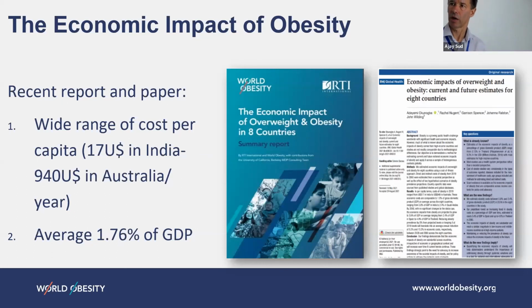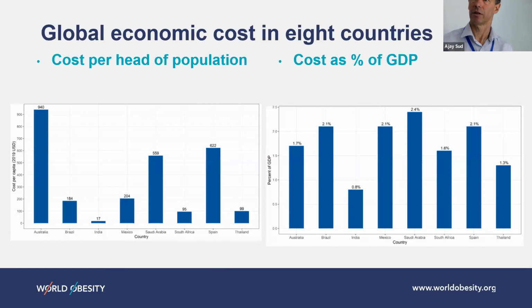As part of the work that I've been involved in in my role with the World Obesity Federation, we published this paper a few months ago looking at the cost per capita of obesity on the whole of society. So the cost varies quite a lot. We looked at 8 different countries with different economic backgrounds. So the cost per capita in India is much lower than the cost per capita in Australia. But if you then relate that to GDP, it's approaching 2% of GDP, which is not insignificant.